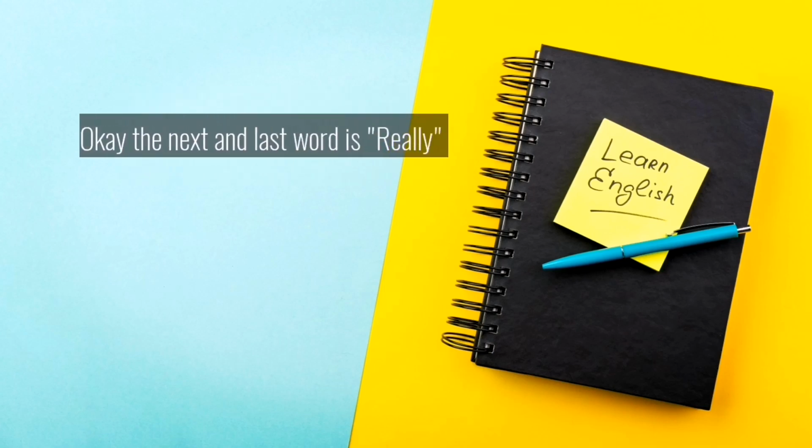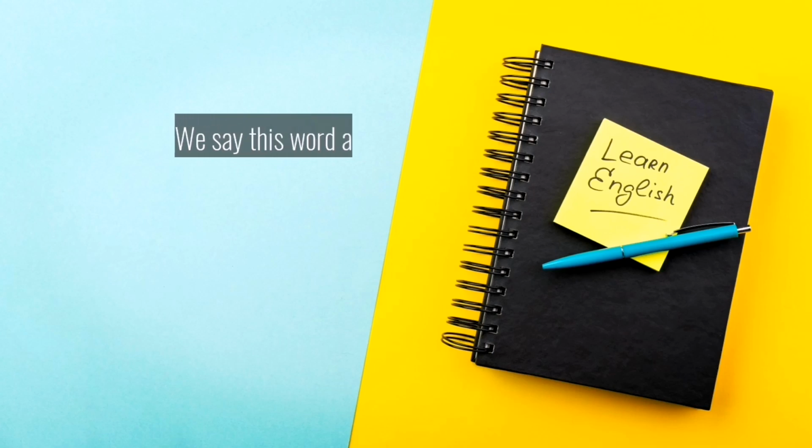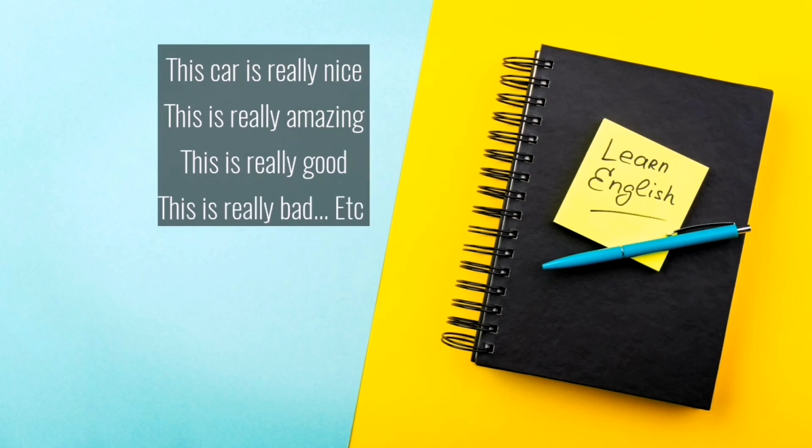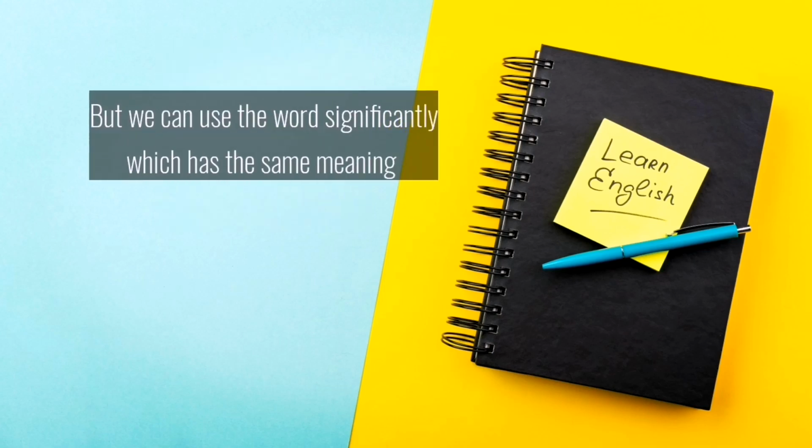Okay, the next and the last word is really. We say this word a lot. We use this word a lot over and over again. This car is really nice. This is really amazing. This is really good. This is really bad. But we can use the word significantly, which has the same meaning.